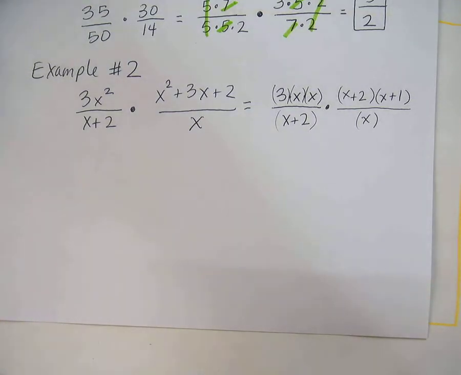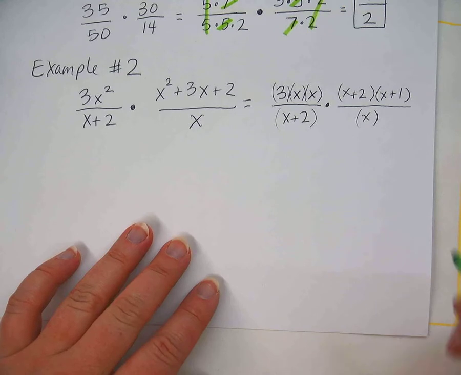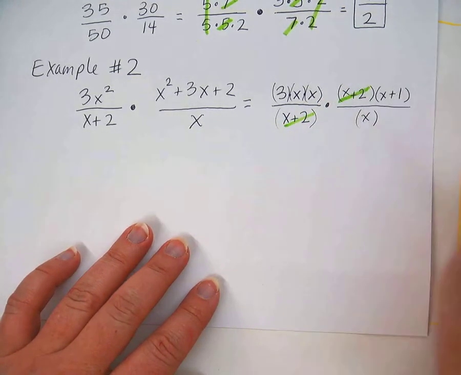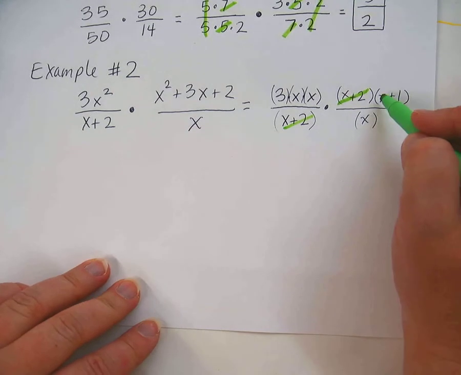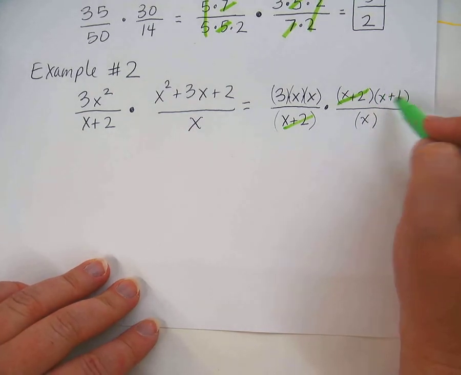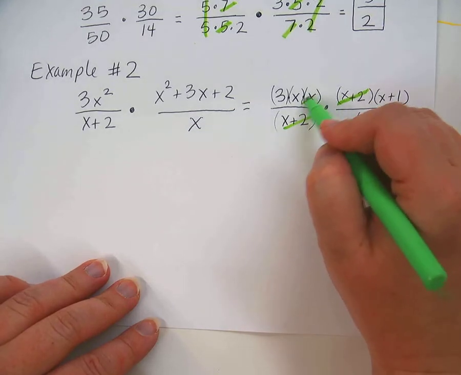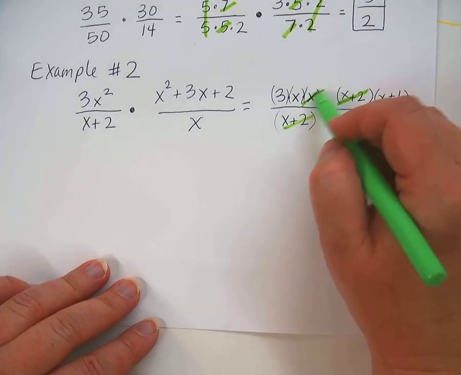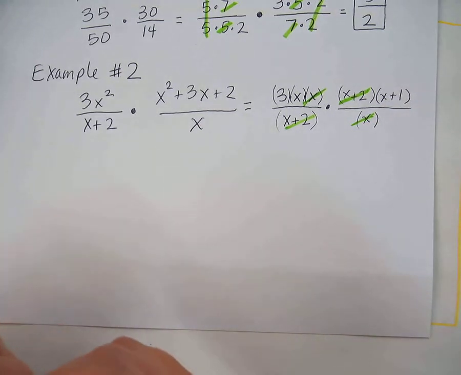Okay? Now we can start reducing common factors. What can we get rid of? Yep, those entire factors can go. And this x can't cancel with that x because this is a group. But this x can cancel with one of those because they're multiplying. So that can go with that. Okay, now everything that's left we multiply together.